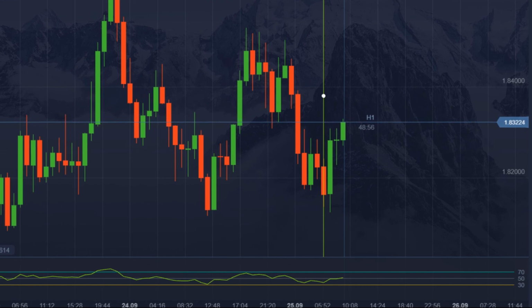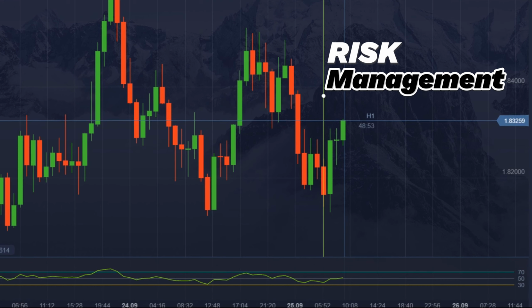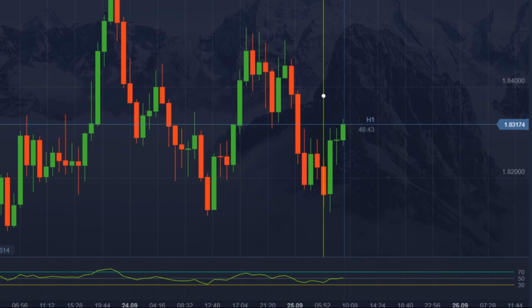However, please bear in mind that trading involves inherent risks. Hence, I implore you to manage your risk with the utmost professionalism. Set your stop loss and take profit levels diligently to capitalize on these prime opportunities.